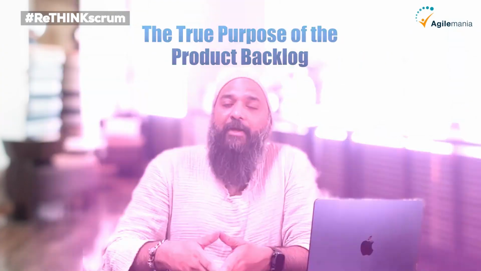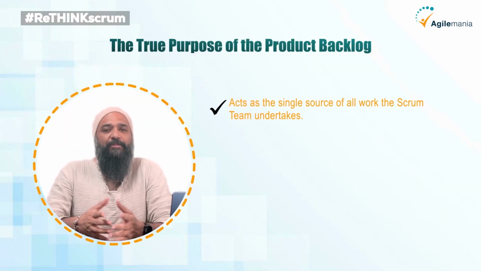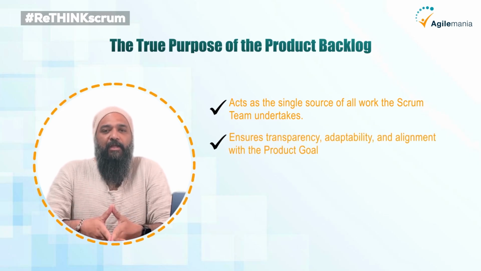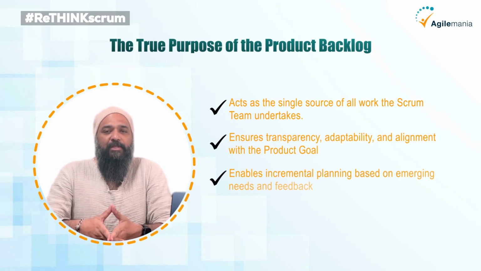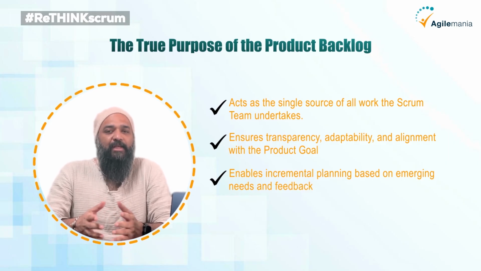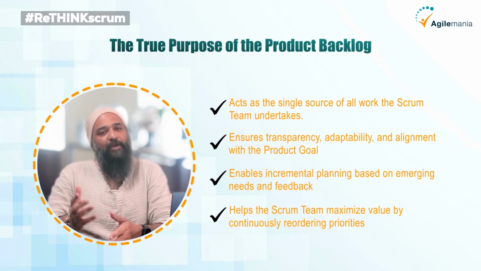The true purpose of the product backlog: it acts as the single source of all work the Scrum team undertakes, ensures transparency, adaptability, and alignment with the product goal, enables incremental planning based on emerging needs and feedback, and helps the Scrum team maximize value by continuously reordering priorities.